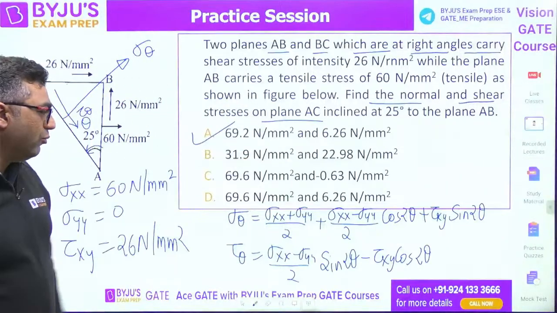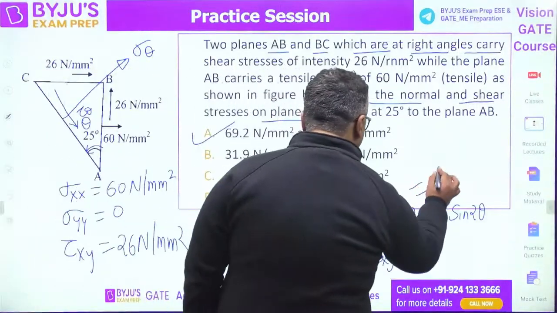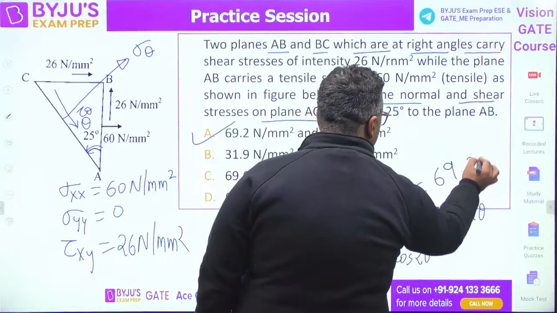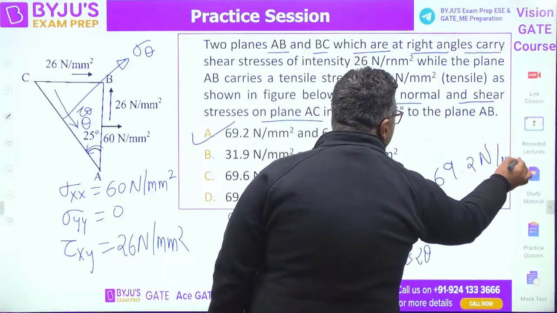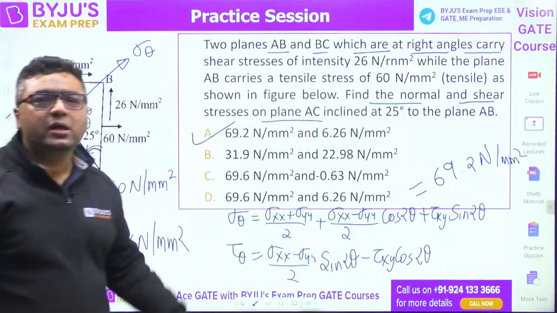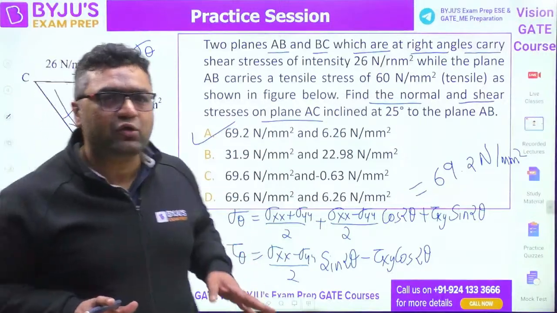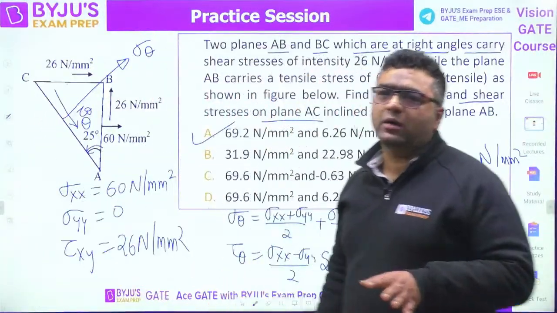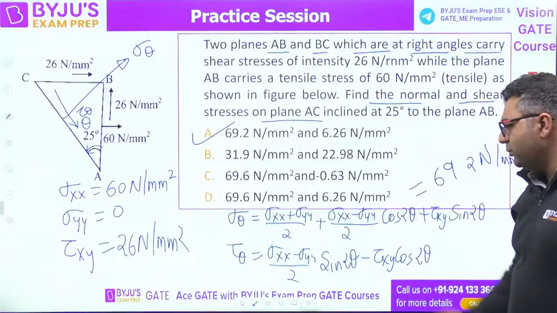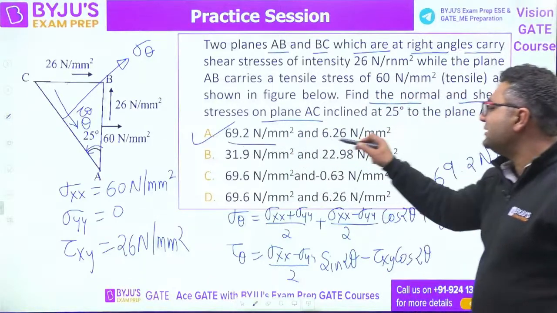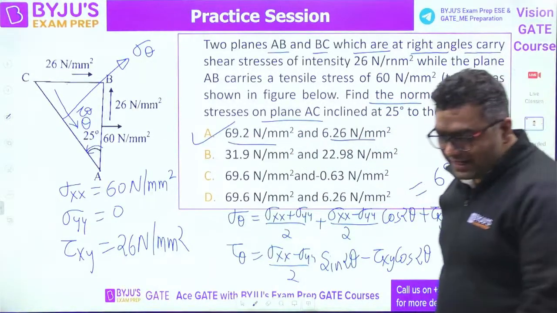When you apply the formula, sigma theta comes out to be 69.2 Newton per mm square. If you see last year in civil engineering, a similar question was given. They gave the state of stress and you needed to find sigma theta and tau theta. So the answer is A, 69.2 and 6.26. Moving further, guys, to the next question.